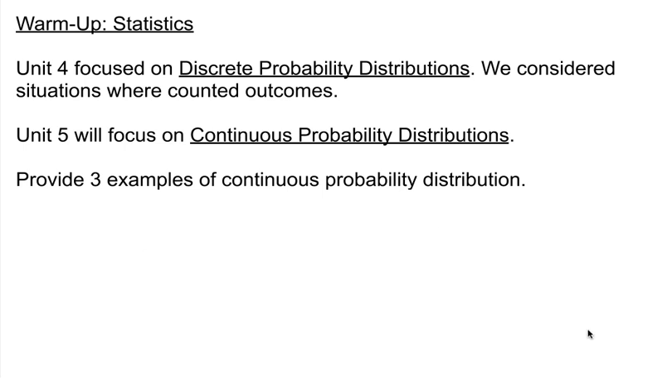This video begins the Unit 5 notes on the normal distribution. So recall that in Unit 4 we focused on discrete probability distributions where we considered situations where we could count outcomes, like the number of times we rolled a certain number on a die, or the number of heads when we would flip a coin so many times. In Unit 5, we will focus on continuous probability distributions.